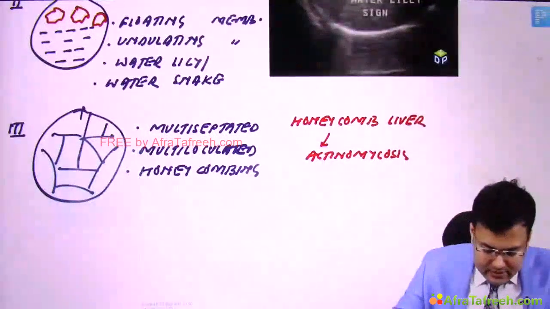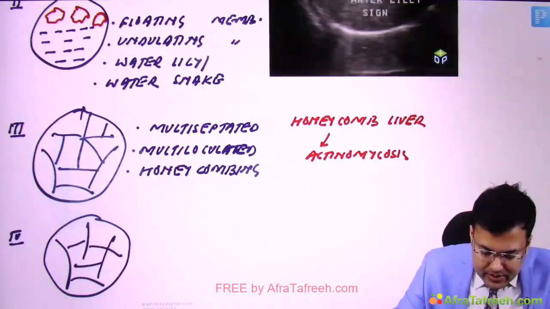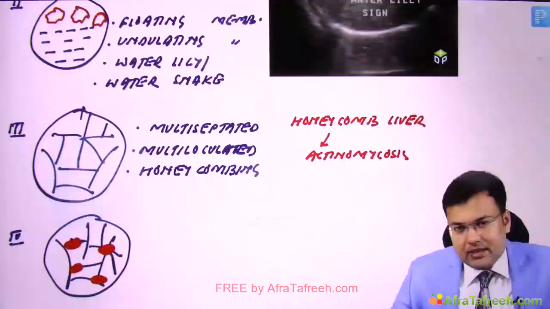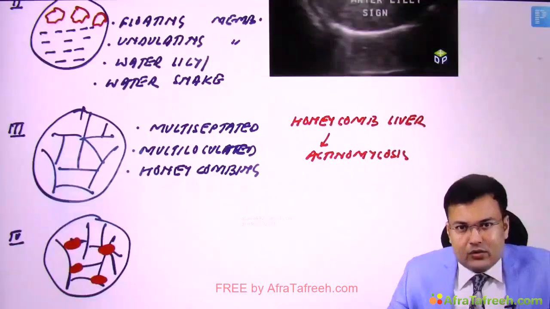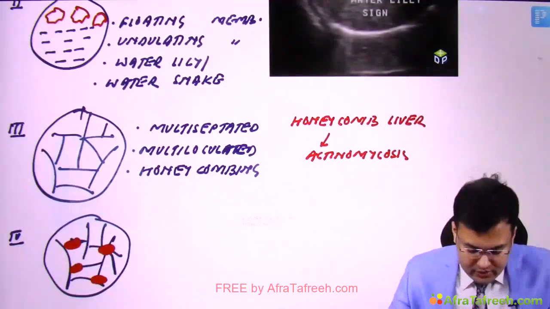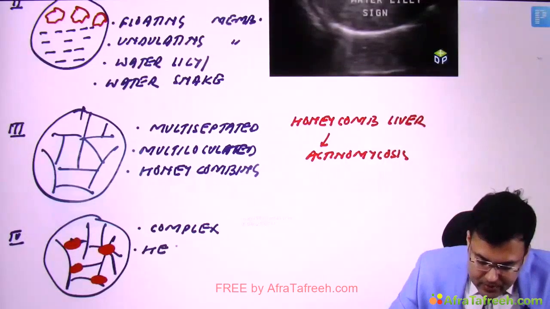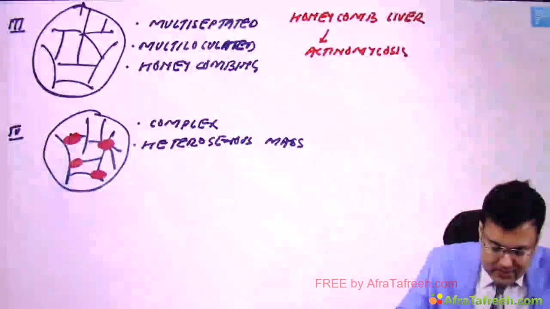What happens after that? In type 4, there are solid areas as well as cystic areas. So it is very similar to type 3, but there are solid areas as well as cystic areas. Any cyst in which there is presence of both solid areas and cystic areas is known as complex and heterogeneous. So see this, type 4 is a complex heterogeneous mass. Clear?